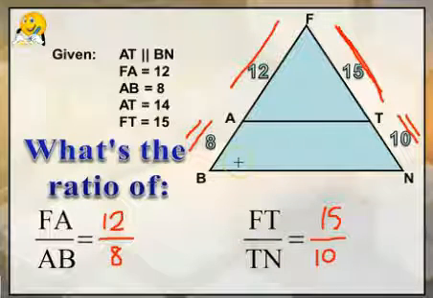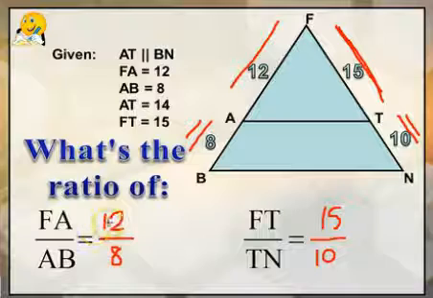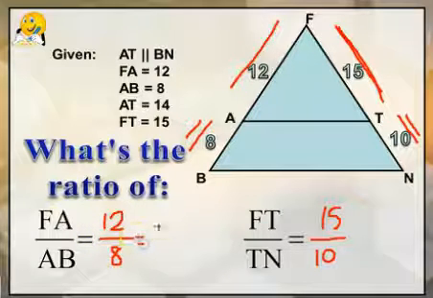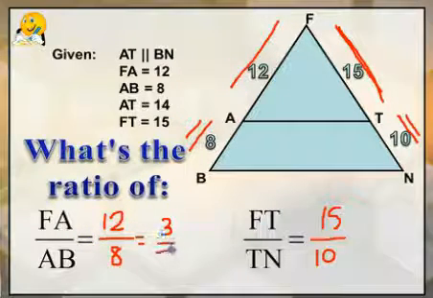Well, that doesn't really seem like it's a big deal. It isn't until you look at this. That's reduced 12 to 8. When I reduce 12 to 8, ladies and gentlemen, that gives me 3 halves.